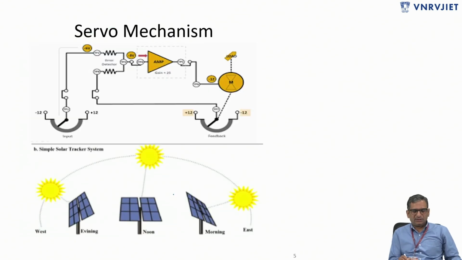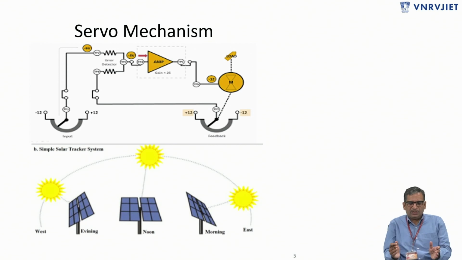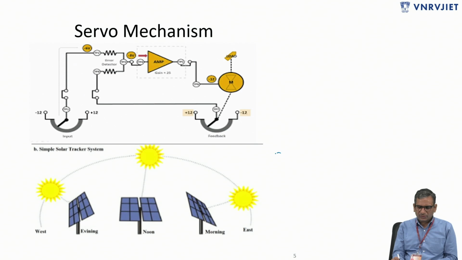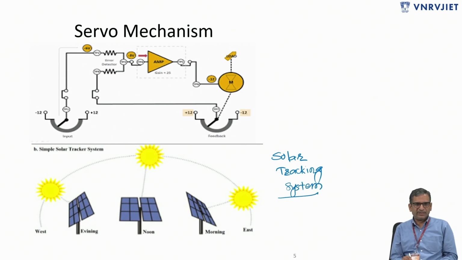So we'll see now some examples where we can apply this servo mechanism. You can see this is the example of a solar tracking system. What exactly the servo mechanism or set point tracking is, we can understand from this particular example. So we'll see this example first. In this solar tracking mechanism, we have a solar panel. This is the solar panel, right? So what is the objective?